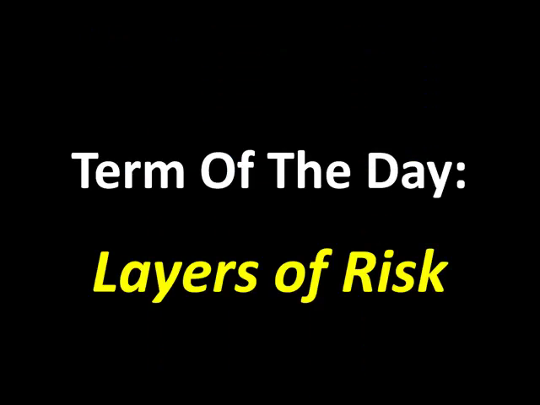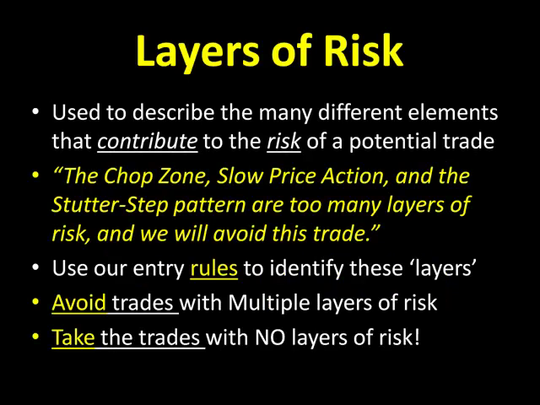The term of the day today is layers of risk. We talked about this term in the room this morning. It's used to describe the many different elements that contribute to the overall risk of a potential trade. You'll hear me say things like the chop zone, slower price action, and the stutter step pattern are too many layers of risk, and we will avoid that trade. So basically, we're going to use our entry rules and a couple other things to identify these layers. We avoid trades with multiple layers of risk, and we want to take the trades that have the fewest, or of course no layers at all.